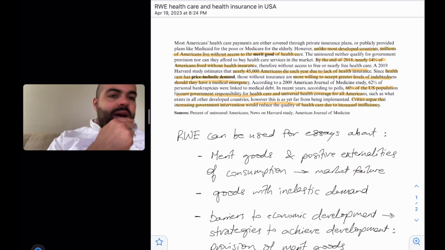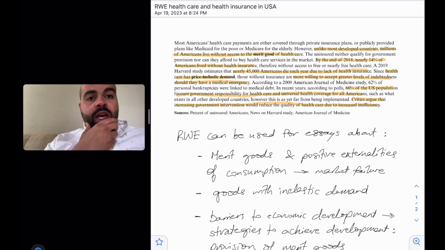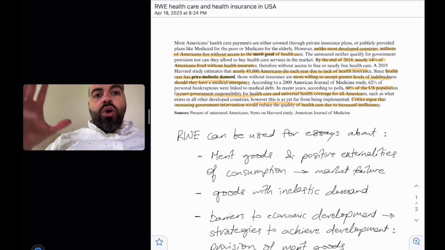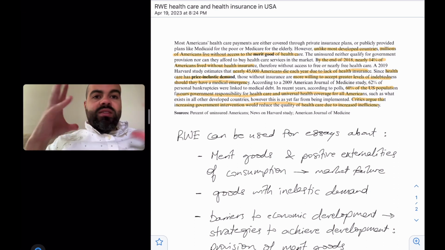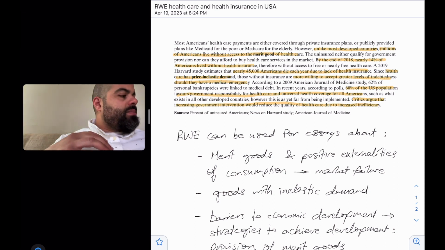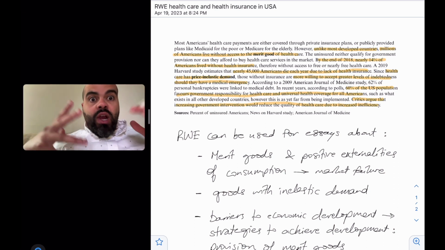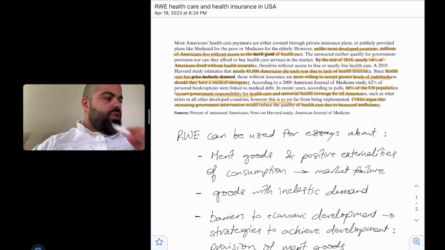This one is about merit goods and it's about health insurance in the United States. I'm going to talk about the real world example. We're going to read the extract together, and then I'm going to be giving you suggestions over how you can use it. So let's just read together.